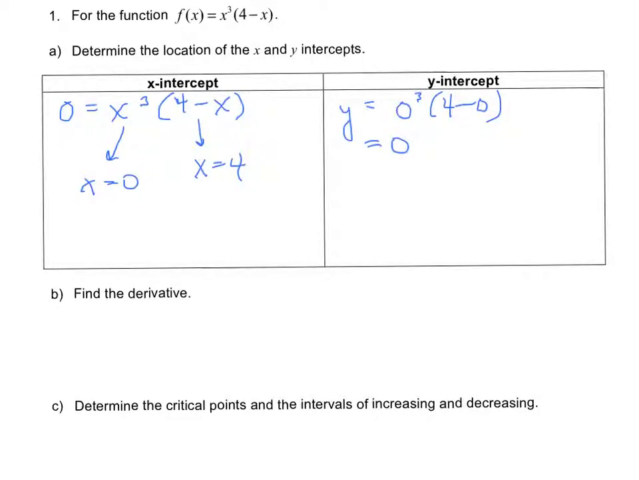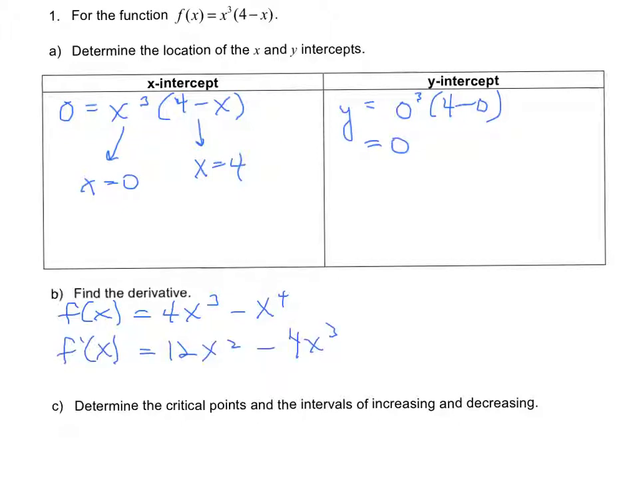Part B asks for you to find the derivative. In order to find the derivative first, I need to expand those brackets, so I need to distribute the x cubed, and once I do that, you should be able to all find the derivative. So when I expand, I get 4x cubed minus x to the 4. Take a derivative. And when you take the derivative, you get 12x squared minus 4x cubed.